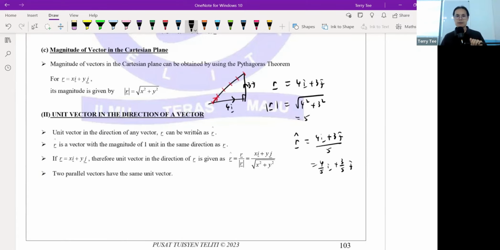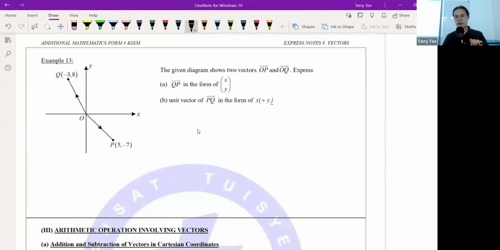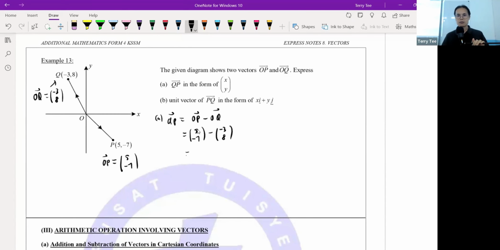One example, example 13. Here we are given point P and point Q. Now remember, if you're given the coordinates of P, meaning this is OP, we can write this as (5, -7). And this is OQ, we can write this as (-3, 8). So your vector QP, we can write OP minus OQ. If you don't want to, you can write Q to O plus O to P. OP is (5, -7), OQ is (-3, 8). Put together, you get (8, -15).